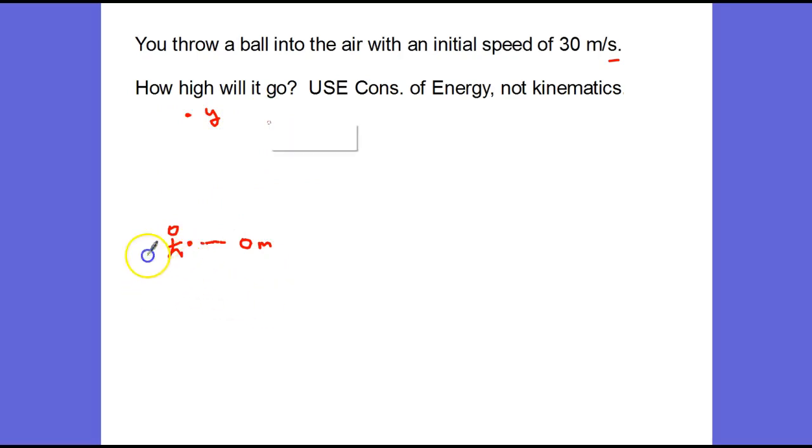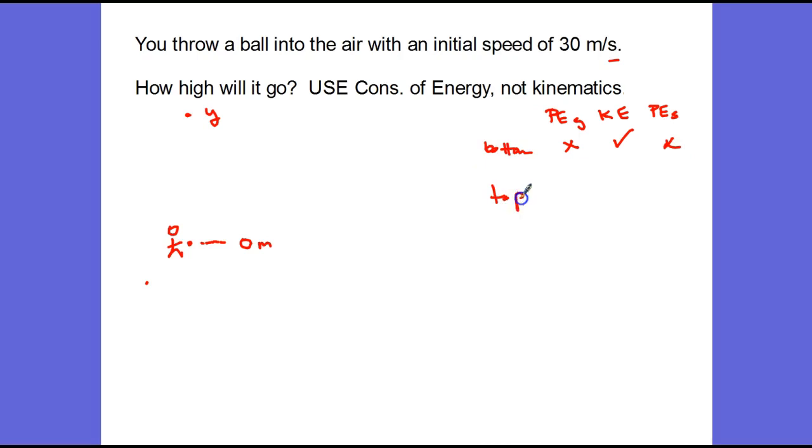Well, at the beginning, think about the 3 types of mechanical energy. We have gravitational potential energy, we have kinetic energy, and we have spring energy. At the bottom, do we have gravitational potential energy? No. Do we have kinetic energy? Yes. Do we have spring energy? No.